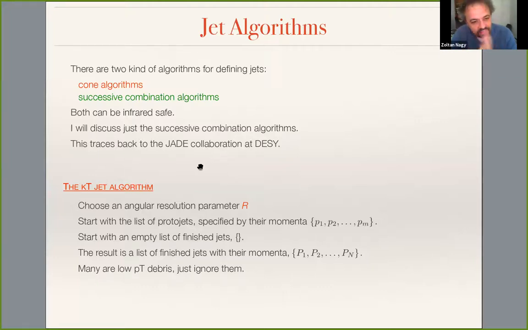Okay, so let's talk about the successive combination algorithm. The prototype of this algorithm was the kT jet algorithm. The first thing you have to do is choose an angular resolution parameter, R. It's related to the cone size, although we don't really have cones here, as you will see later. You start with every parton or every momentum considered as a protojet. If you have hundreds of partons in the final state, or in the experiment hundreds of reconstructed hadrons, each of them in the first step is considered a jet, but they are not real jets, so we call them protojets. And we start with an empty list of finished jets, which are the real jets, what we call jets.